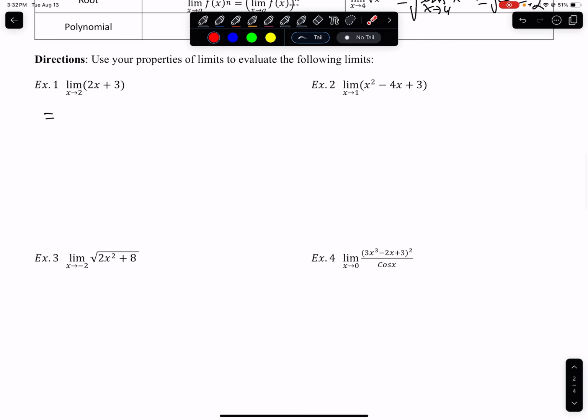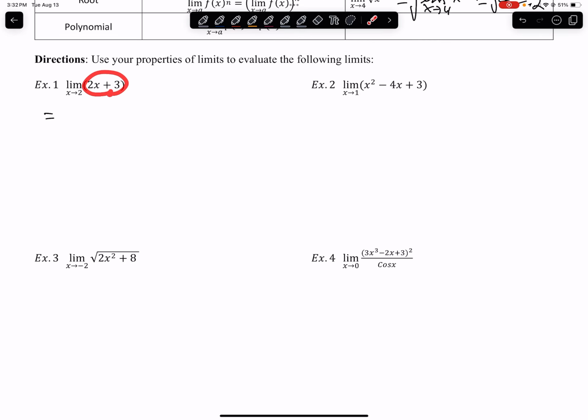So this is not a constant. This is not just an x, but I see 2 things being added. So I'm going to split this into 2 separate limits.